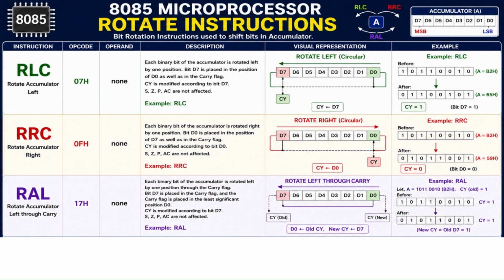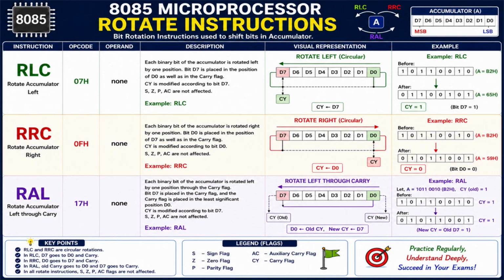The new binary becomes 011000101. So accumulator became 65H and the new carry becomes 1 because the original D7 was 1. The important point to remember is this: in RLC, D7 returns directly to D0, but in RAL, the old carry goes to D0 and the D7 moves to the carry flag. This is the main difference between these two instructions.